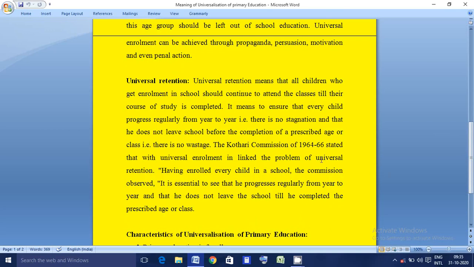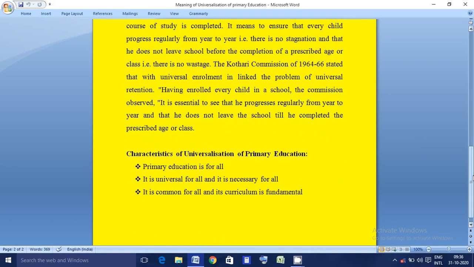Universal provision means the school should be near to the child, and universal enrollment means all the students must enroll between this age group. Here are some characteristics of universalization of primary education. The first one is that primary education is for all. Each and every student between the age group 6 to 14 must get primary education free, and it is compulsory for all the children. It is universal for all, and it is necessary for all. It is common for all, and its curriculum is fundamental, that is, from the ground level up to the 14 years level. All the students learn the things which are fundamental for them, the things which are very necessary for them.